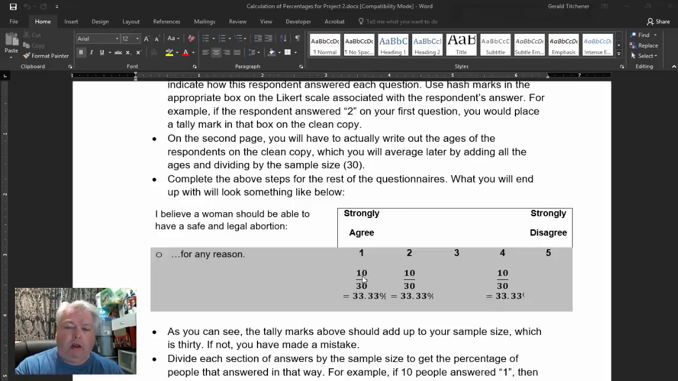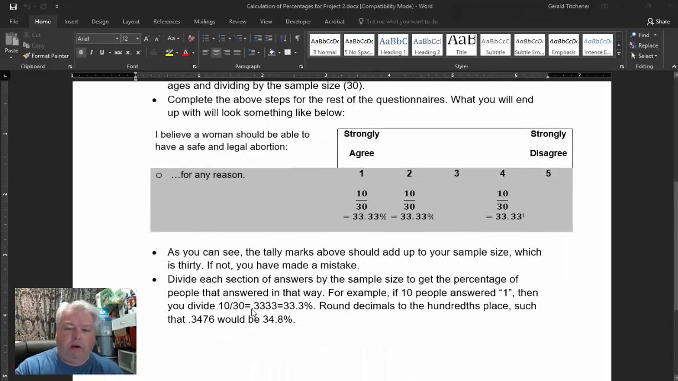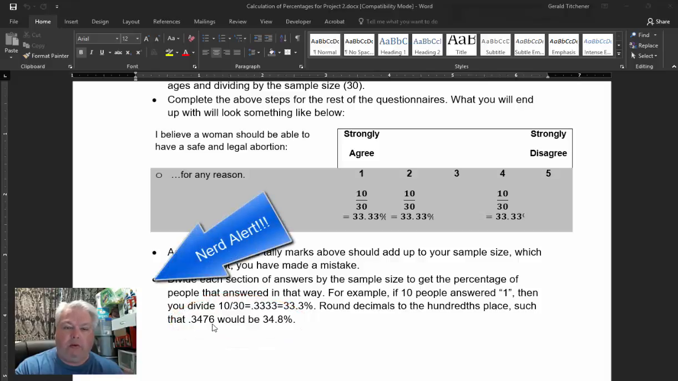Now, assuming you had 30 completed questionnaires, and this is an example with just one pile, 10 people out of 30 said that they strongly agree. So how do you calculate that? You divide 10 by 30. On your calculator, it'll say 0.3333 continuing. When you move the decimal point over two spaces to get your percentage, you end up with 33.3%. For our purposes, that's as far as you need to go. So you round to the tenths place. If it was 3.3476, that would be 34.8%, because the 7 is followed by a 6, which means you round the 7 up to an 8.